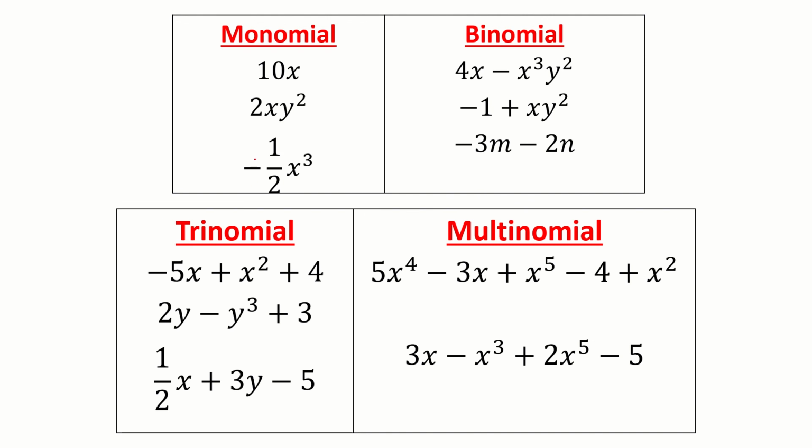Okay. If you notice, the number of terms here for monomial is just one, from the word itself, mono. So one. Bi, because there are two terms. Tri, because there are three terms. And finally, multinomial can be four or more. So that's multinomial.